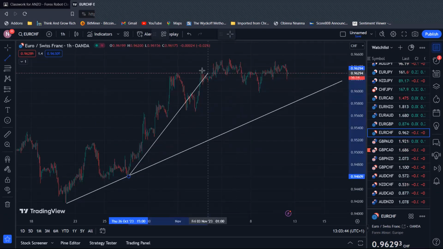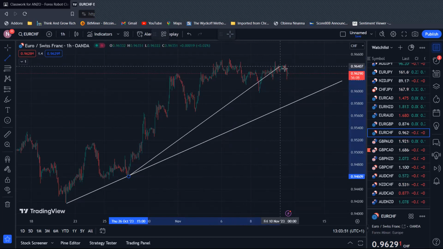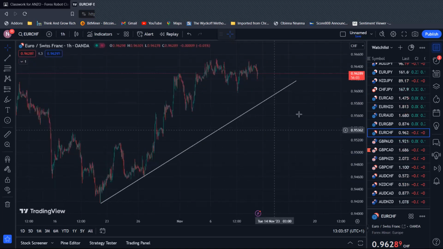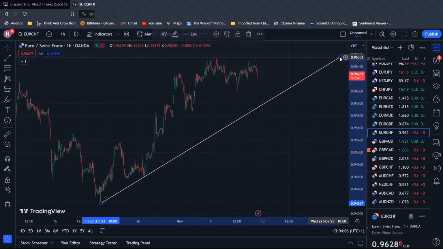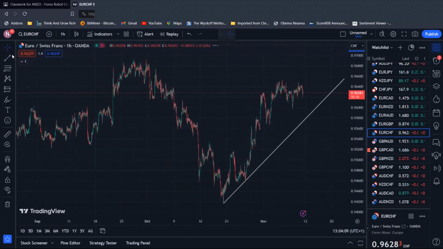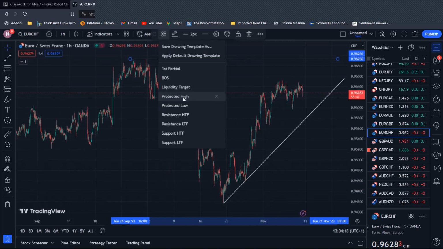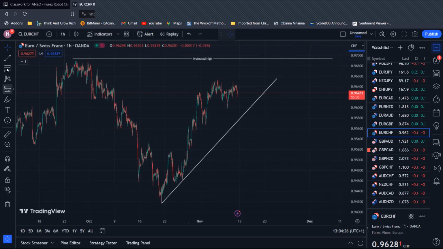Also, there's this. So this got broken, but price is still making higher highs and higher lows. So far, I think this trend line here, the particular one that I just drew, is the one I'll probably want to watch for. As long as we don't see a daily candle close above this high, which I call the protected high, my anticipation is that price is going to come back down here.